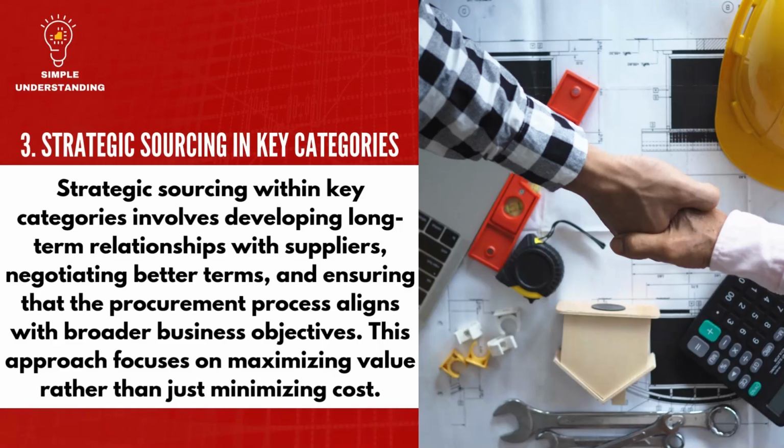3. Strategic sourcing in key categories. Explanation. Strategic sourcing within key categories involves developing long-term relationships with suppliers, negotiating better terms, and ensuring that the procurement process aligns with broader business objectives. This approach focuses on maximizing value rather than just minimizing cost.